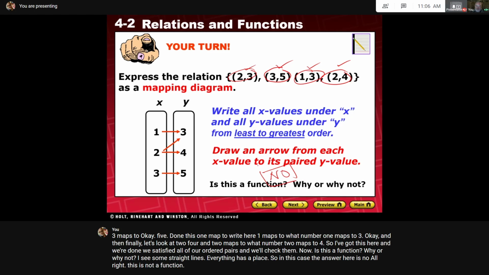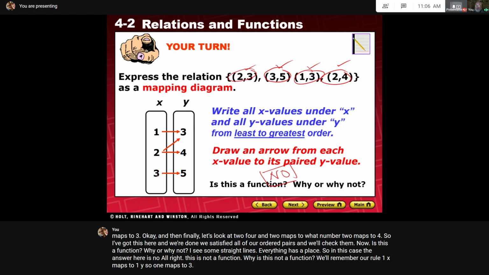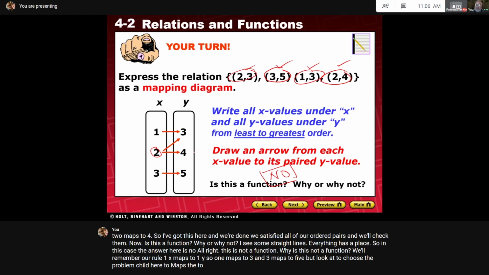Why is this not a function? Well, remember our rule. 1 x maps to 1 y. So 1 maps to 3, and 3 maps to 5. But look at 2. 2 is the problem child here. 2 maps to 3 and 4. It maps to 2 different y values.